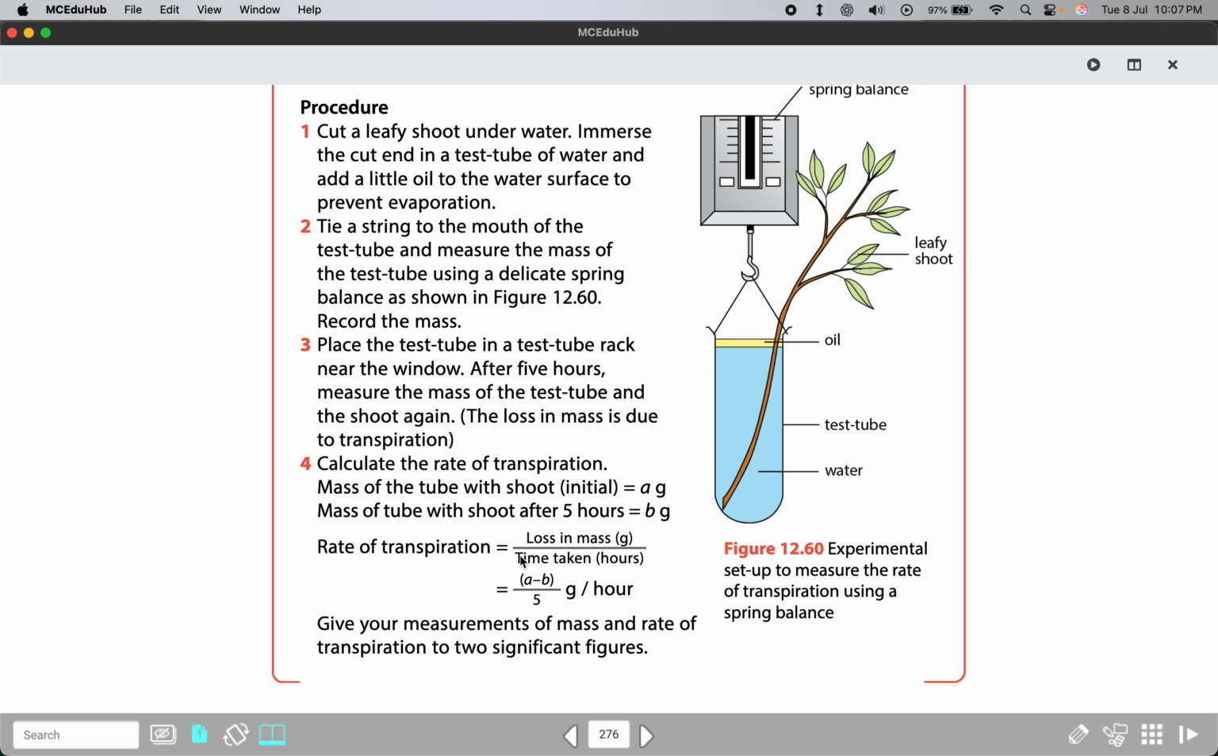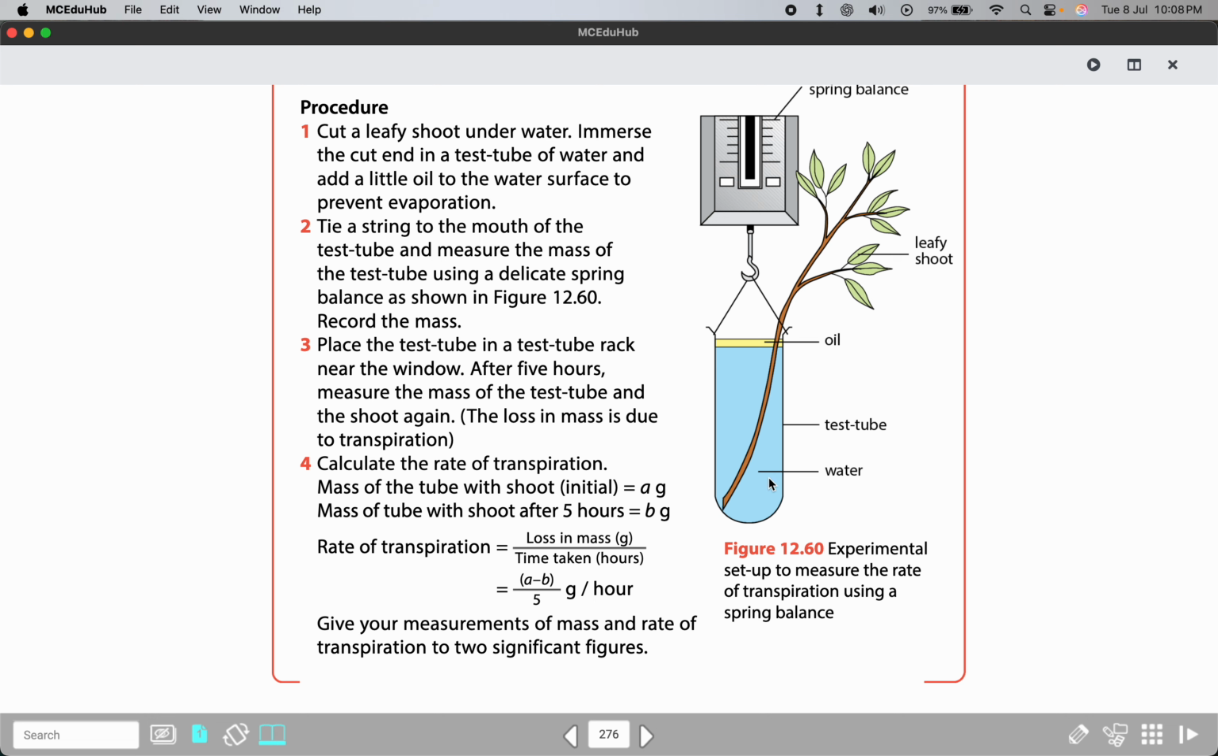So what we do is we take A, the initial mass of the tube, minus B, the final mass of the tube after 5 hours, divided by 5 hours. And we can get the amount of grams lost per hour. This is the rate of transpiration.